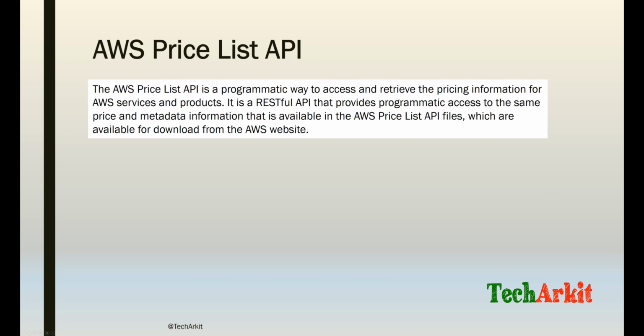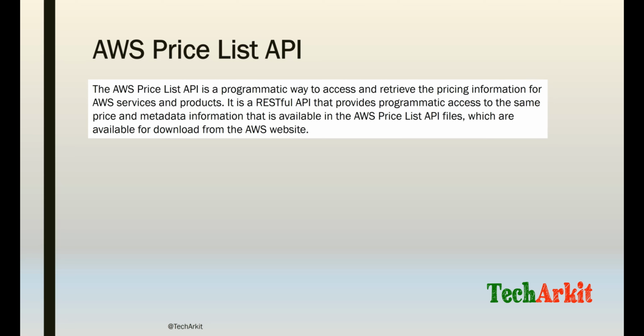AWS Price List API is one of the services you can programmatically access to get the information whenever you want the data. It is a RESTful API that can give you the details. The Price List API is a programmatic way to access and retrieve the pricing information for AWS services and products. It is a RESTful API that provides programmatic access to the same price information that is available in the AWS price list files, which are available for download from the AWS website.